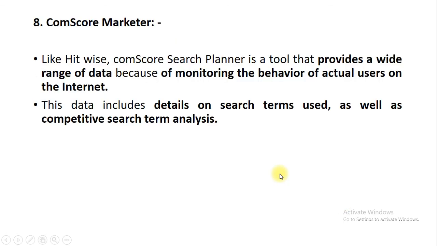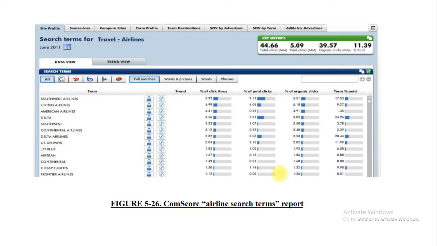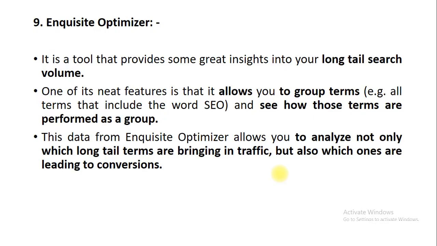in percentage wise. Next is called Comscore Marketer. Generally Comscore is a company which provides you data on the behavior of actual users on the internet, how users behave on the internet. If you want to see, understand or observe the behavior of users, such a thing is possible with Comscore Marketer. Over here we have taken the example of travel airlines, which contains information about the competitors also, which also contains click through rate, paid clicks, organic clicks, and total percentage of clicks.